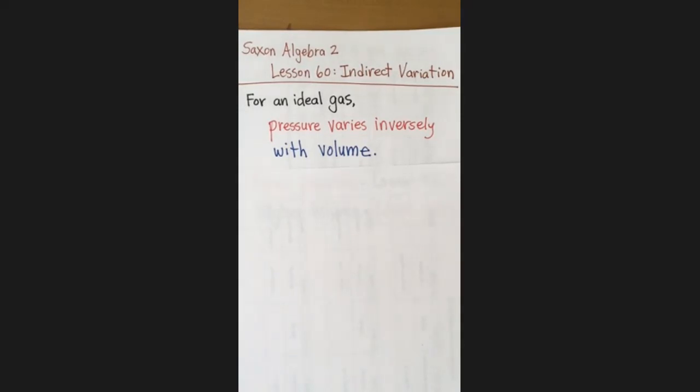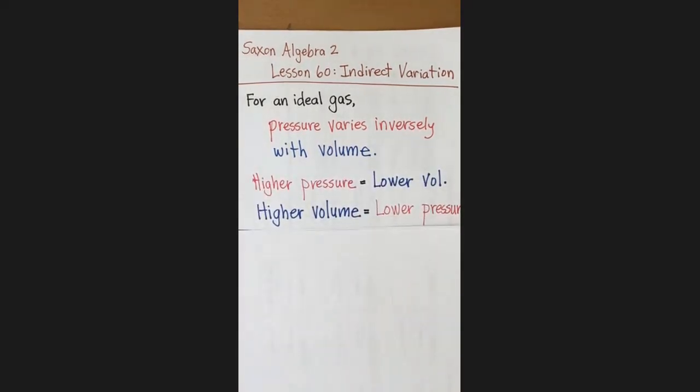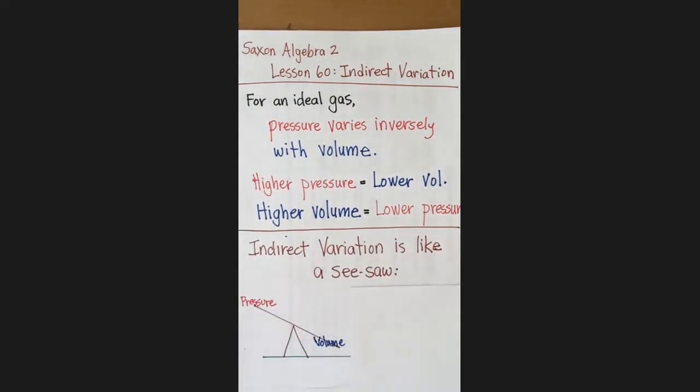What is indirect variation? Suppose a problem states, for an ideal gas, pressure varies inversely with volume. This means that higher pressure means lower volume, and higher volume means lower pressure. Indirect variation is like a seesaw. When the pressure is up, the volume is down. And when the pressure is down, the volume is up. Higher, lower, just like a seesaw.